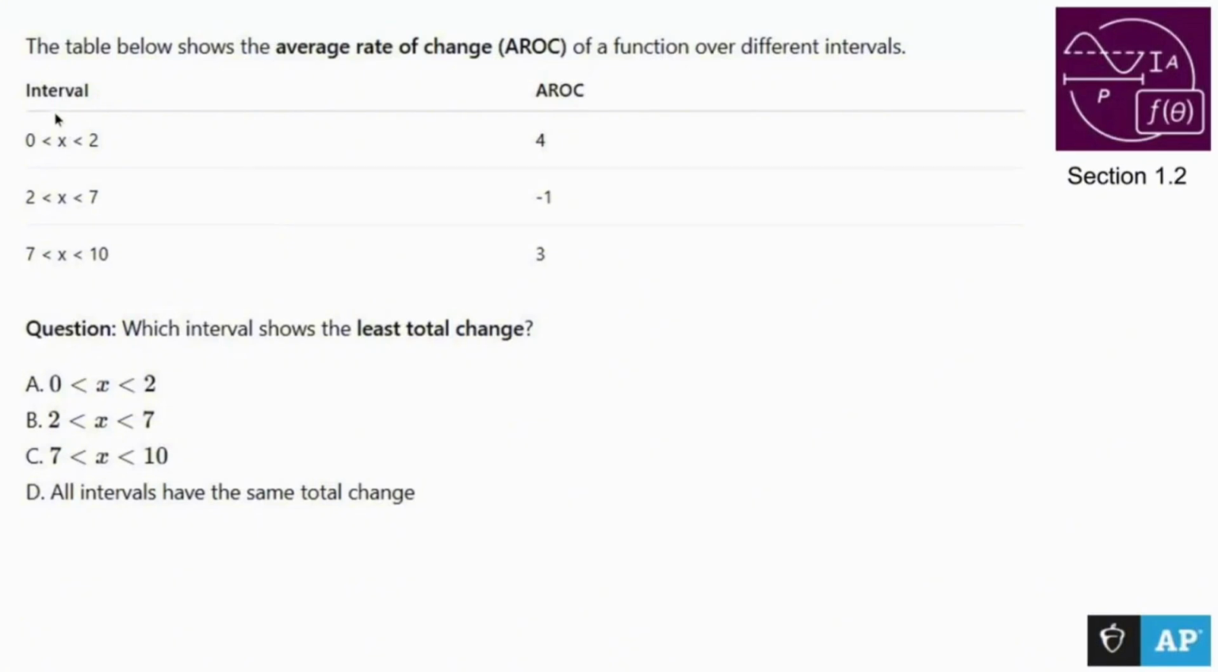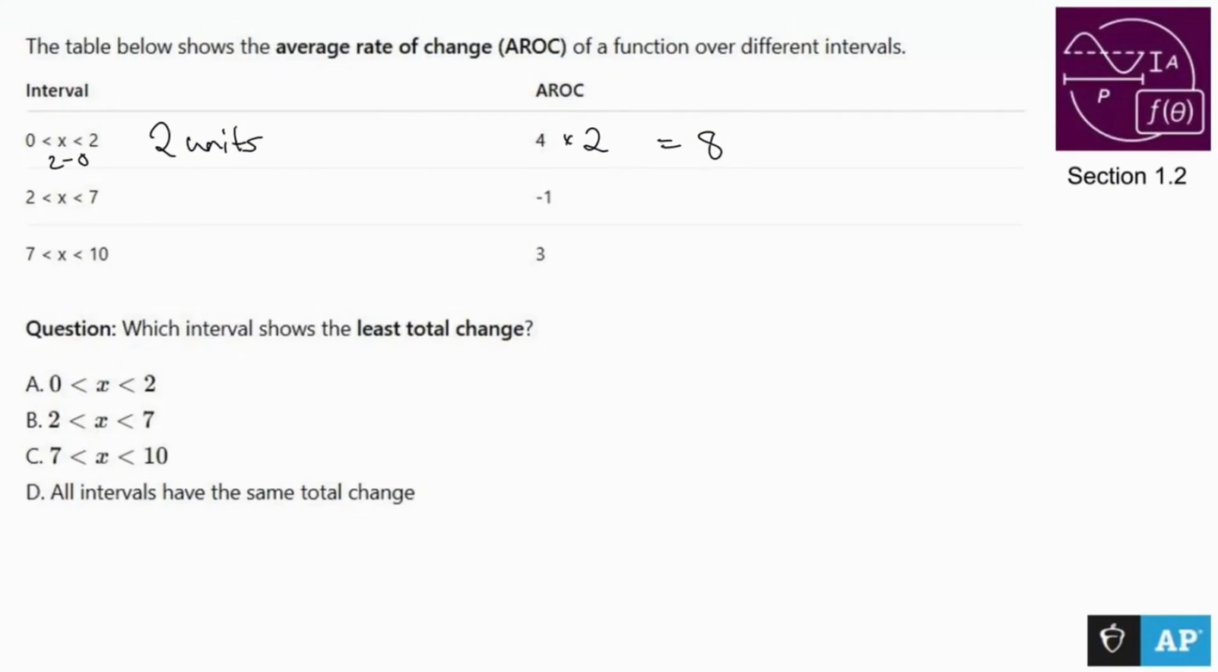This has an interval that is 2 units long. How do I know that? Because 2 minus 0 is 2 units. If the average rate of change over those 2 units is 4 per unit, then you would do 4 times 2, which gives you 8.